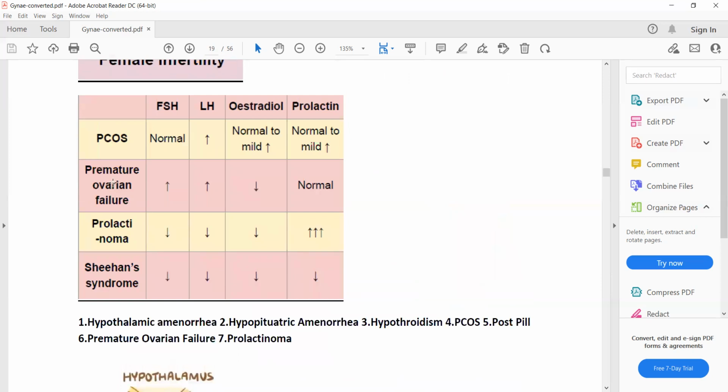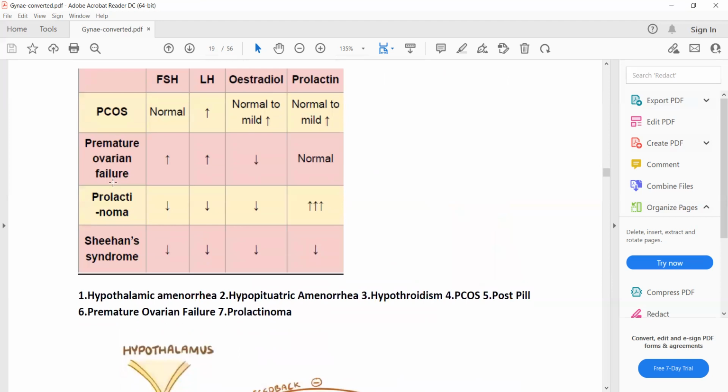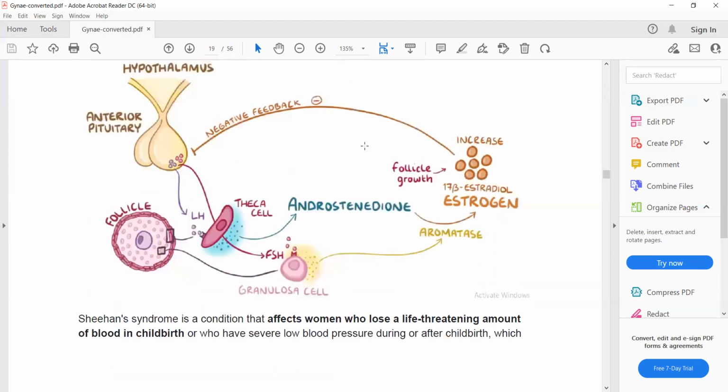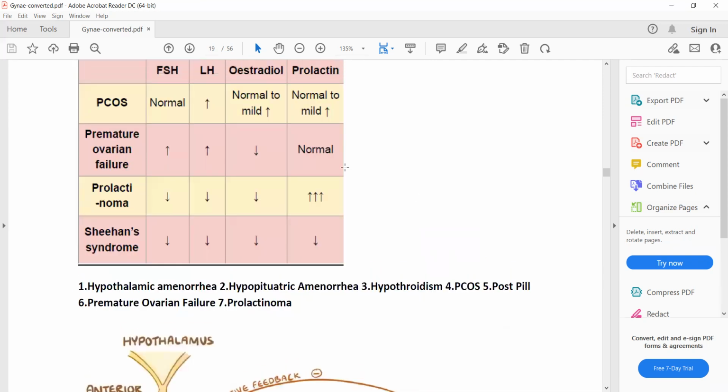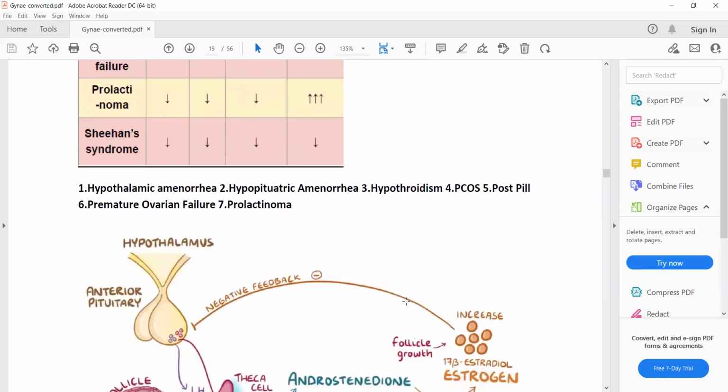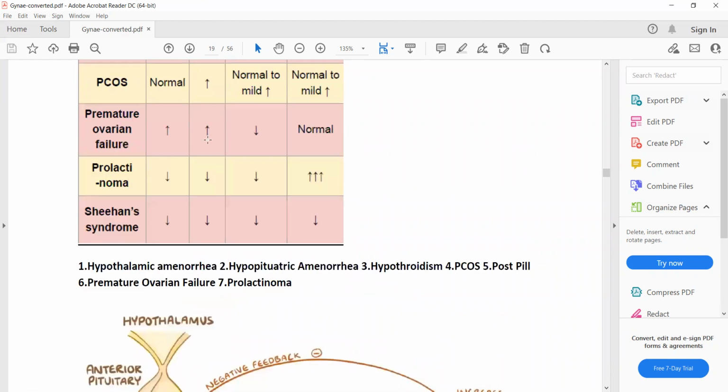Now in premature ovarian failure, because it's an ovarian failure and the function of the ovary is to produce estrogen. So when we say ovarian failure, it means the ovary failed to produce estrogen. That's why it is called ovarian failure, because the ovaries have failed to perform their normal function, and that is to produce estrogen. So estrogen will be low. Due to low estrogen, what will happen? A positive feedback on the pituitary, which will lead to high FSH and LH.